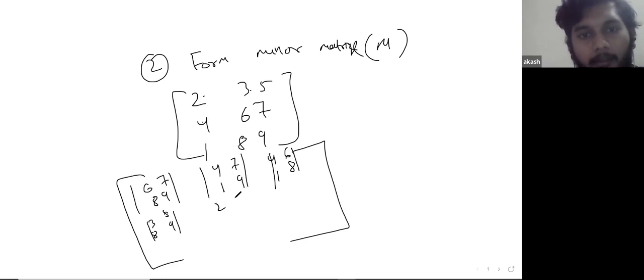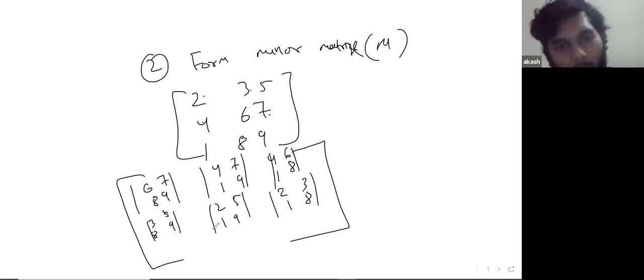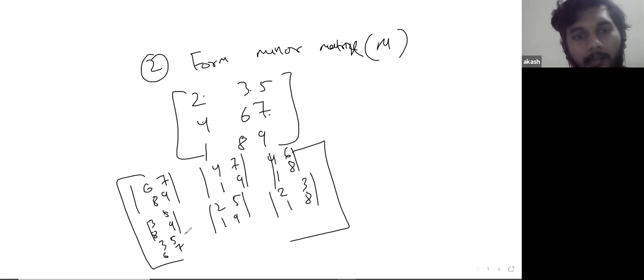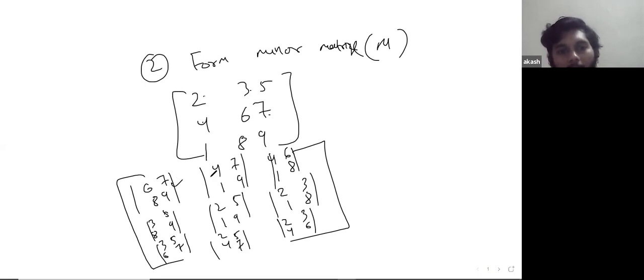The minor of 6 is 2, 3, 1, 8. Of 7 is 2, 3, 1, 8. Like this, you have to calculate all the minors. Of 1 is 3, 5, 6, 7. Of 8 is 2, 5, 4, 7. Of 9 is 2, 3, 4, 6. You have to calculate all this, then form this matrix. Are we clear?